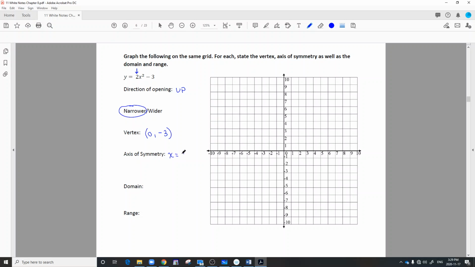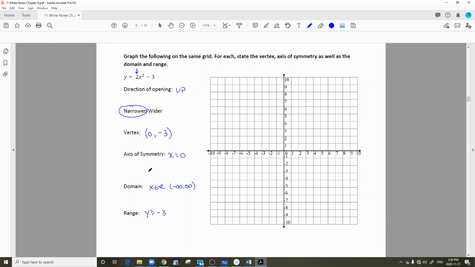Axis of symmetry is always the x value of the vertex. Your domain is always x ∈ R, or negative infinity to infinity. And then your range, if you want to look at it now, it's always to do with that negative 3. Right? It's always the y value of the vertex. And then if your graph is opening up, it's y is greater than or equal to negative 3. And if your graph were opening down, it would be y is less than or equal to negative 3.